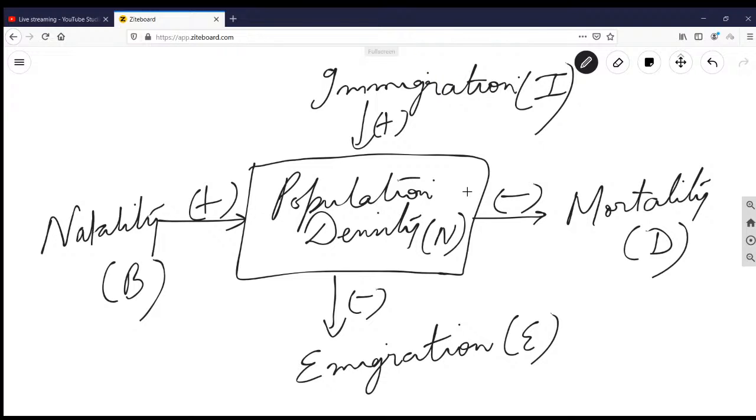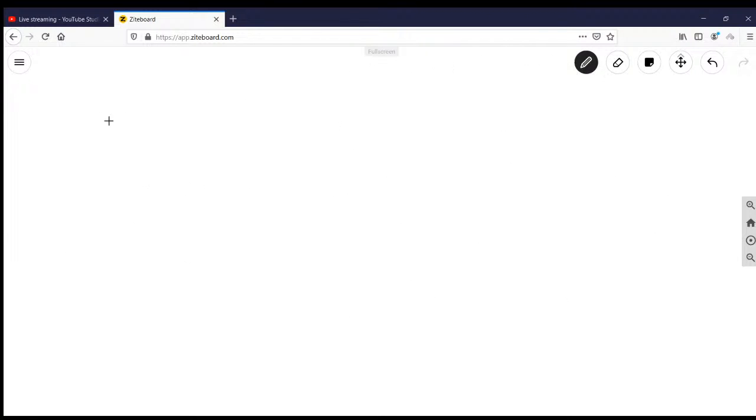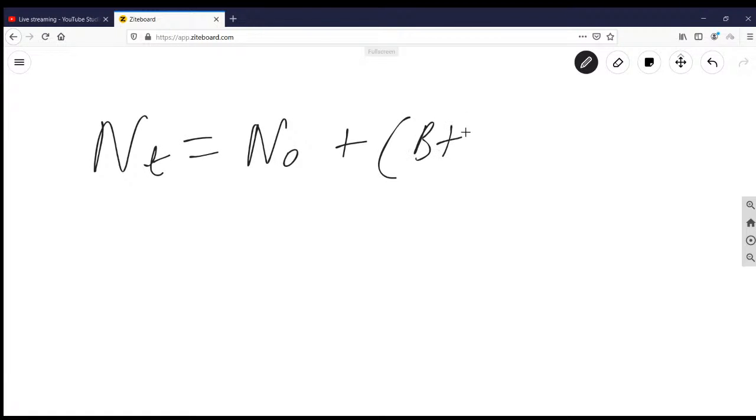So we can have positive growth if more individuals are added than lost. As a cumulative measure, we can have positive growth, but if individuals are lost more than they are added, then the population will show negative growth. Again, if it becomes stationary, so the net population density remains constant, then it will show zero growth. So growth of a population can also be expressed by the following mathematical formula, which is Nt equals N naught plus B plus I minus D minus E.